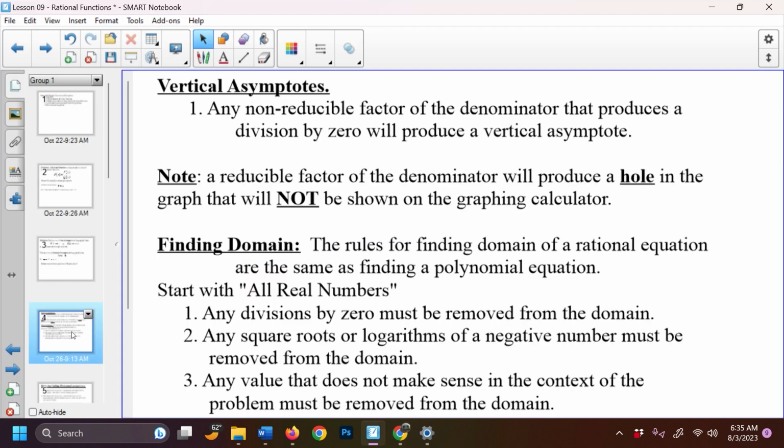Vertical asymptotes: any non-reducible factor of the denominator that produces a division by zero will produce a vertical asymptote.